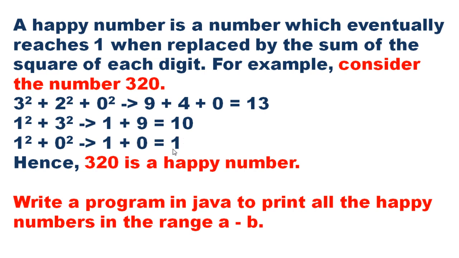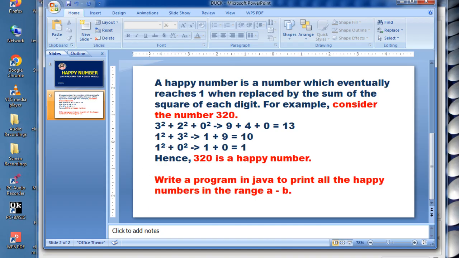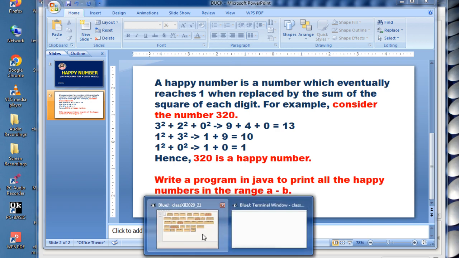Now the final value that has come is a 1-digit number, and if it is 1, then it is a happy number. I hope all of you have understood the logic of the happy number. Okay, now we will go to our BlueJ window and we will write the code.